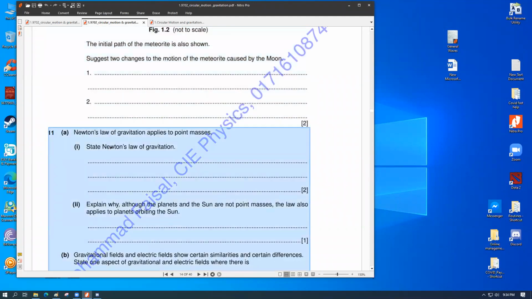Newton's law of gravitation applies to point masses. State Newton's law of gravitation. আচ্ছা, লিখলা। Then it says explain why although the planets and the sun are not point masses, the law also applies to planets orbiting the sun. আচ্ছা, এটা কনসিডার করার প্রাইমারি রিজন হচ্ছে the distance between the planets and the sun is too large compared to the radius of the planets and the sun. So because of that comparison, the radius of the sun or the planet in comparison with the distance, how far apart those things are, can be considered to be negligible or too small.